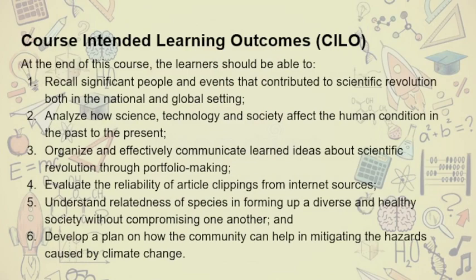Our course intended learning outcomes are as follows. Recall significant people and events, because we are going to talk about history, that contributed to the science revolution, both in the national and global setting. Next, analyze how science, technology, and society affect the human condition from the past to the present. Then, organize and effectively communicate learned ideas about the scientific revolution through portfolio making, or making it simpler, your reflection notebooks, where you compile all your learnings, what you realized about the subject.